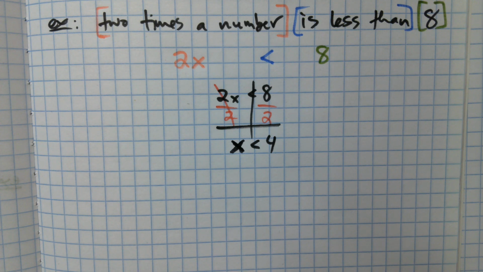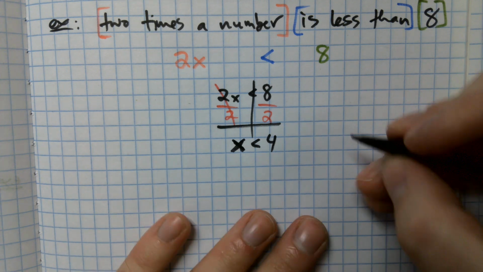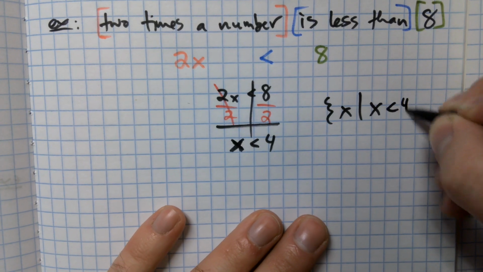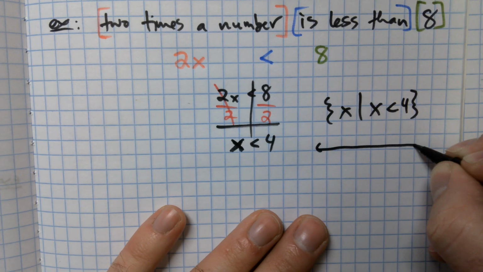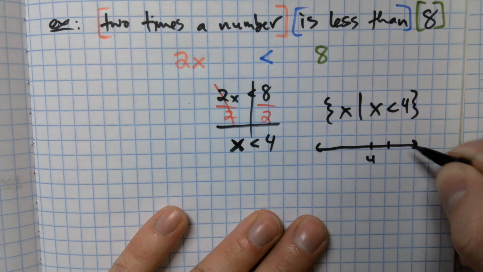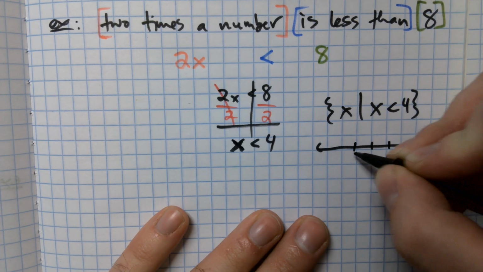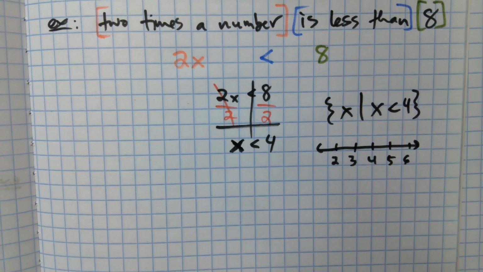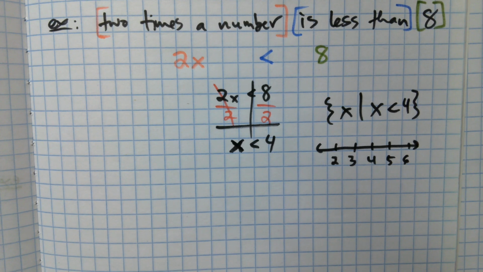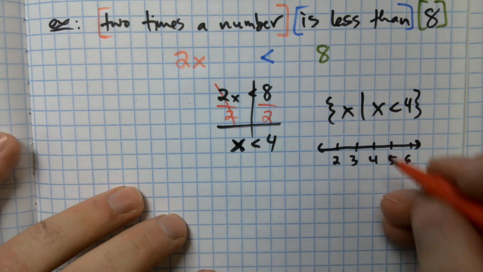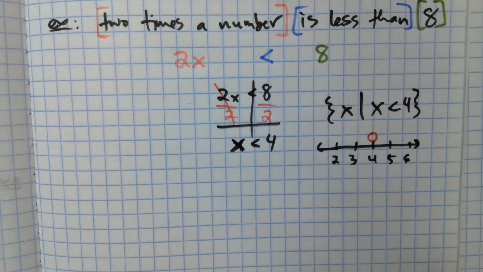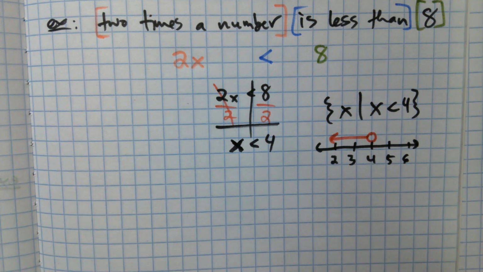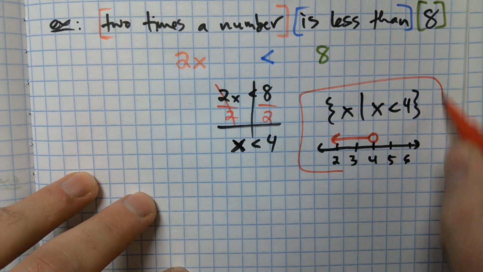So do you have to also graph it and then write it in set notation? Set notation, all real numbers x, such that x is less than 4. I'm going to make my little number line with 4 in the middle, 5 and 6 to the right, 3 and 2 to the left. What type of dot am I going to make it for? Open. Is my arrow going to go to the left or the right? The left. There's my answer.